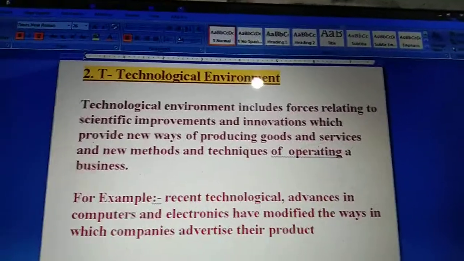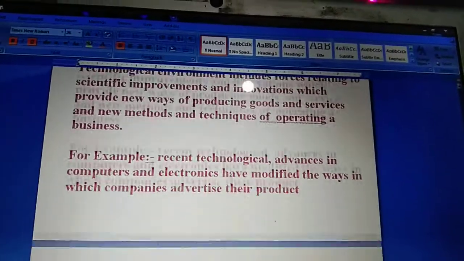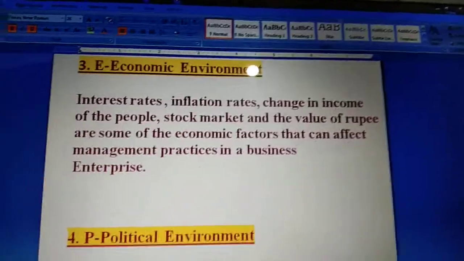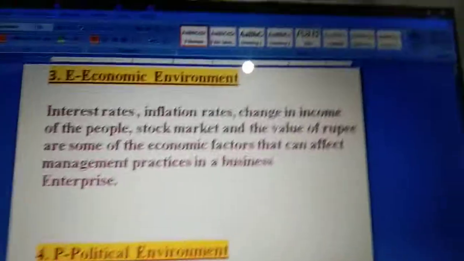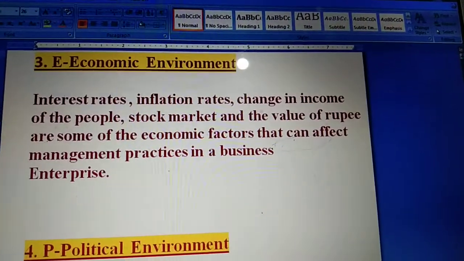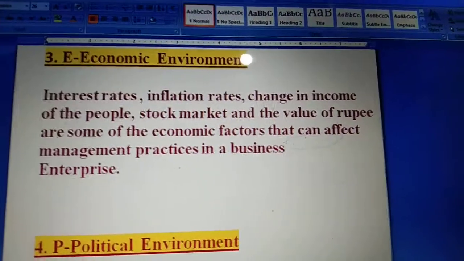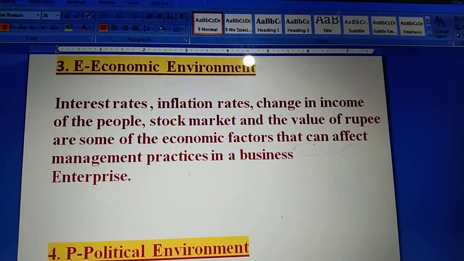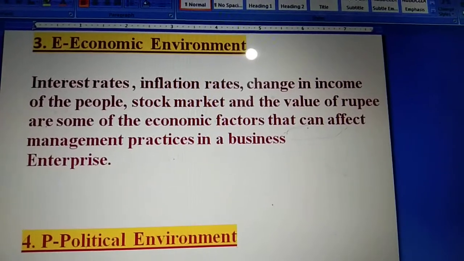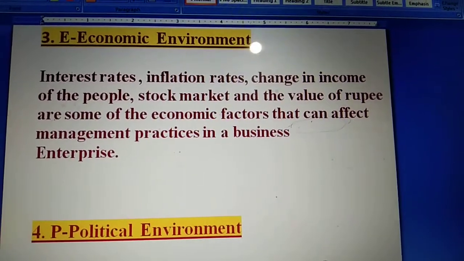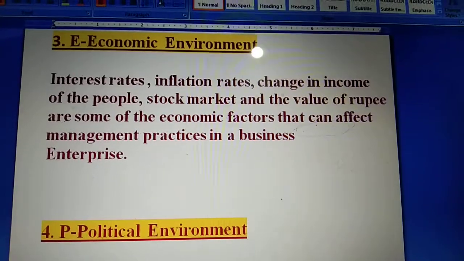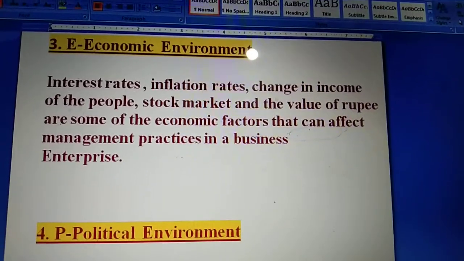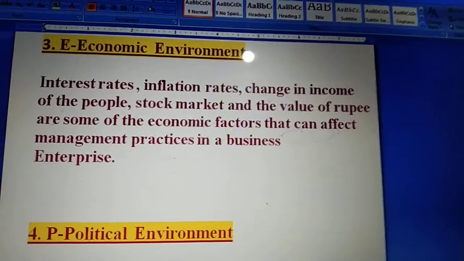Now coming to the next element of the business environment dimension, E for economic environment. From the name only it should be clear to you that this dimension is basically related with money. Interest rate, inflation rate, change in income of people, stock market, and the value of rupees are some of the economic factors that can affect management practice in a business enterprise. It basically means the economic environment includes all those economic factors which can affect the business enterprises.